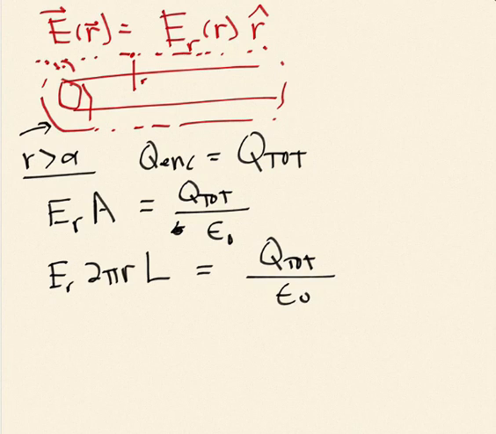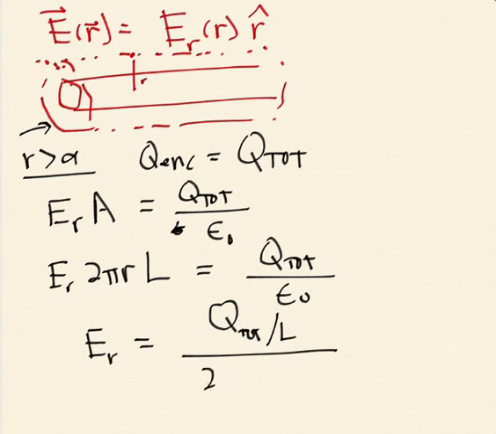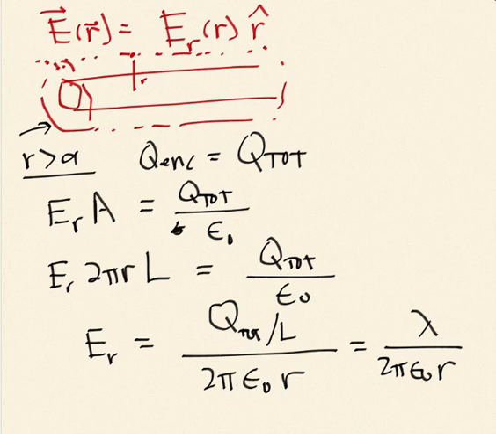And so now, if I divide through, what I find is that the radial electric field is Q total over L, divided by 2 pi epsilon naught r. Now, Q total is infinite, L is infinite, but their ratio is not. So the ratio is the charge per unit length, which we usually call lambda. So this is going to be lambda over 2 pi epsilon naught r. Now we've solved for the electric field of this object.